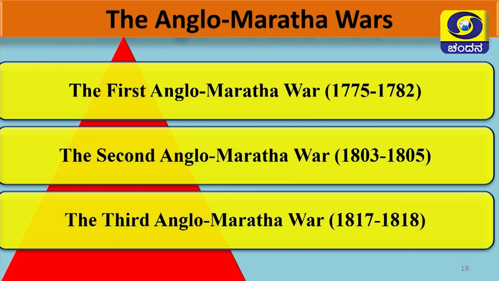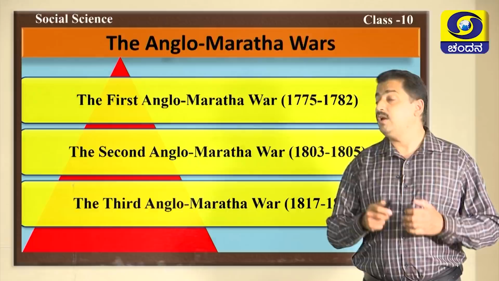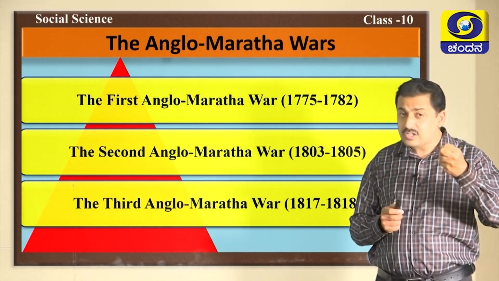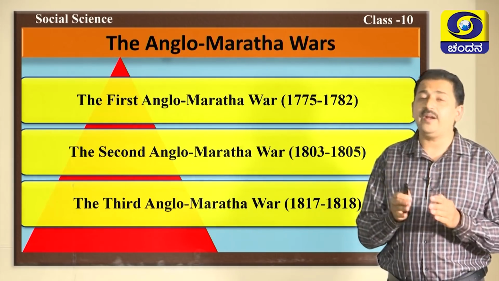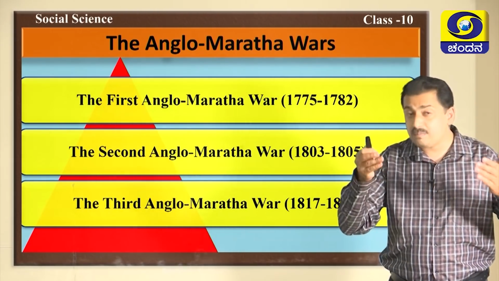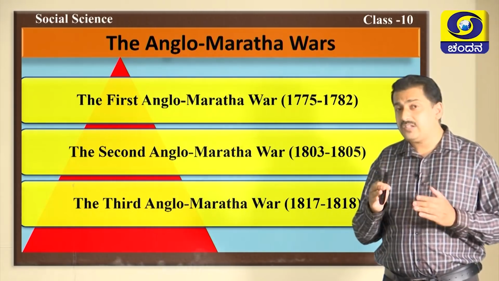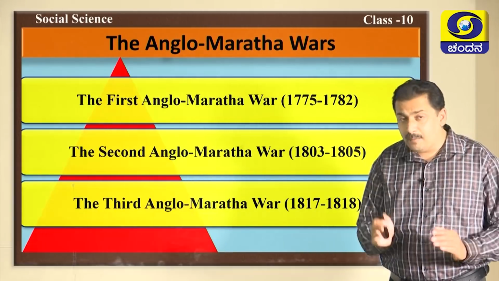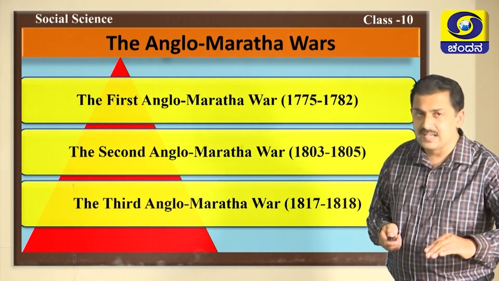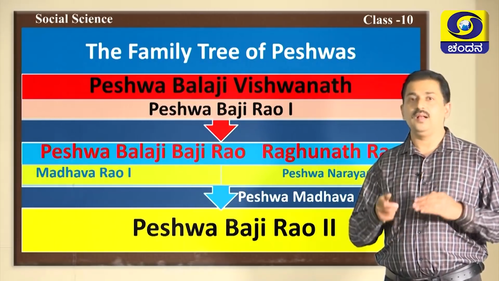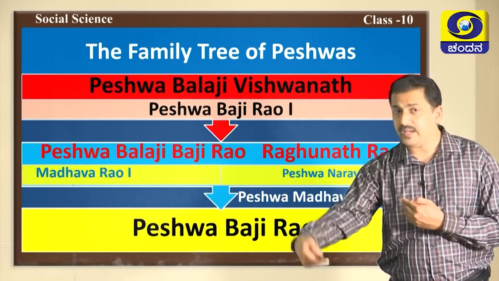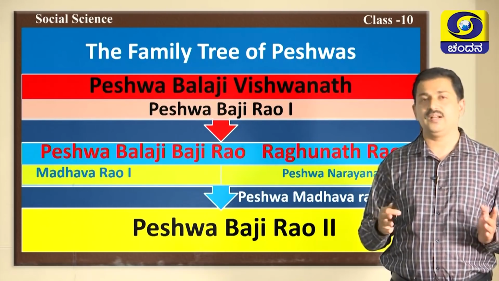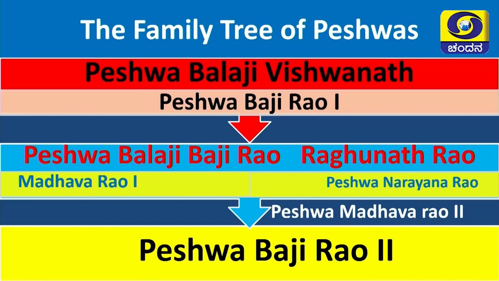So, these are the 3 Anglo-Maratha Wars which made the British very strong, and they took the entire Maratha region under their control. They made the Peshwas accept defeat. They took advantage of the disunity of the Maratha family and made the Peshwas their subordinates. Now, before I take you to the First Anglo-Maratha War, let me teach you about the family tree of the Peshwas.